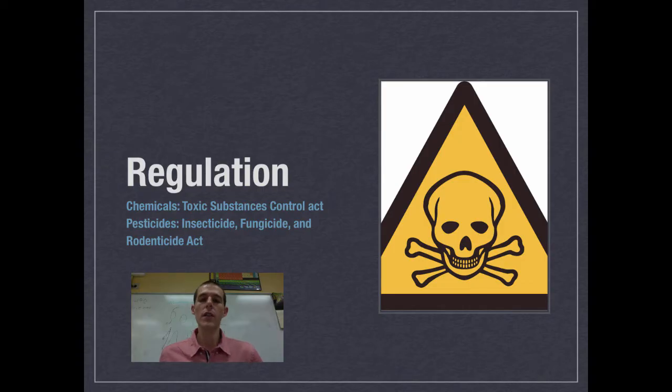As far as regulation goes, throughout this class we'll talk about regulation here and there. When we're talking about chemicals, there are two major pieces of legislation you need to know. There is the Toxic Substances Control Act, which controls most industrial chemicals, and then for pesticides there's the Insecticide, Fungicide, and Rodenticide Act. Both of those regulate the use of chemicals, and they determine safe levels of chemical that can be released into the environment or detected in the environment. So know those two sets of regulation.